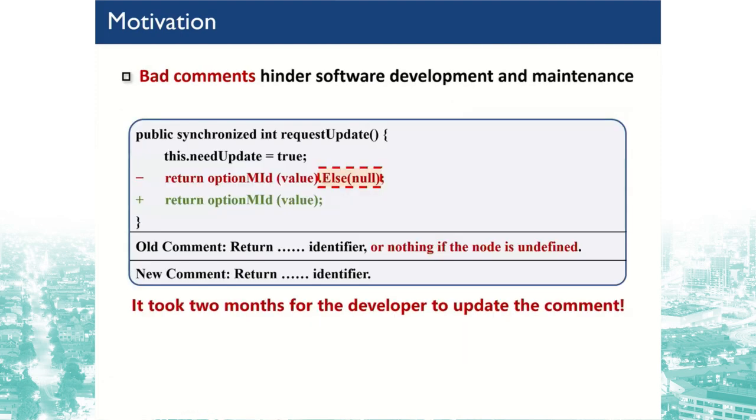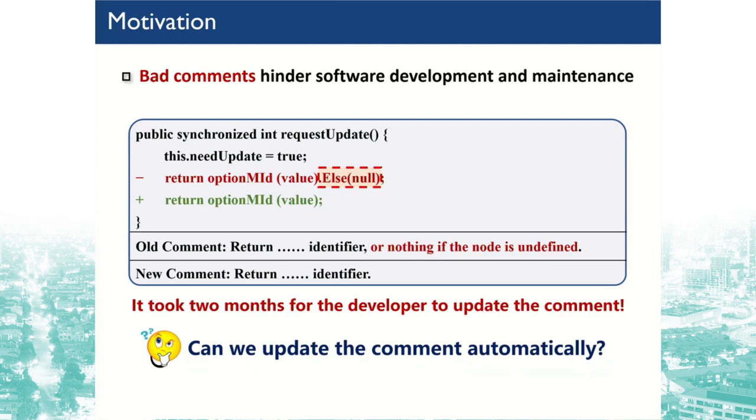Here's an example of bad comments. The deletion of else changes the semantics of this method. It wasn't until 2 months later that the developer updated the description in the comments. Therefore, we ask the question: can we update the comments automatically? If a corresponding comment can be updated automatically, it can mitigate the impact of bad comments and save developers time.